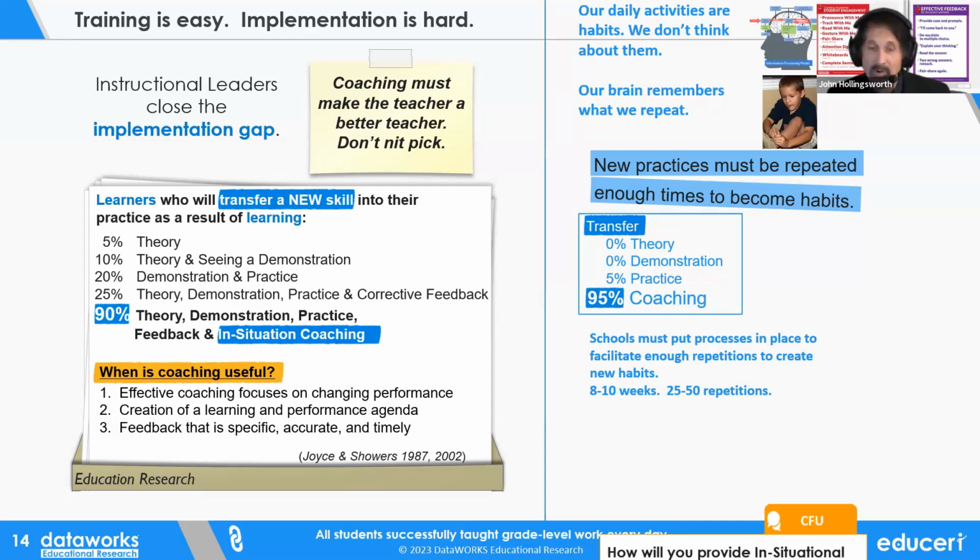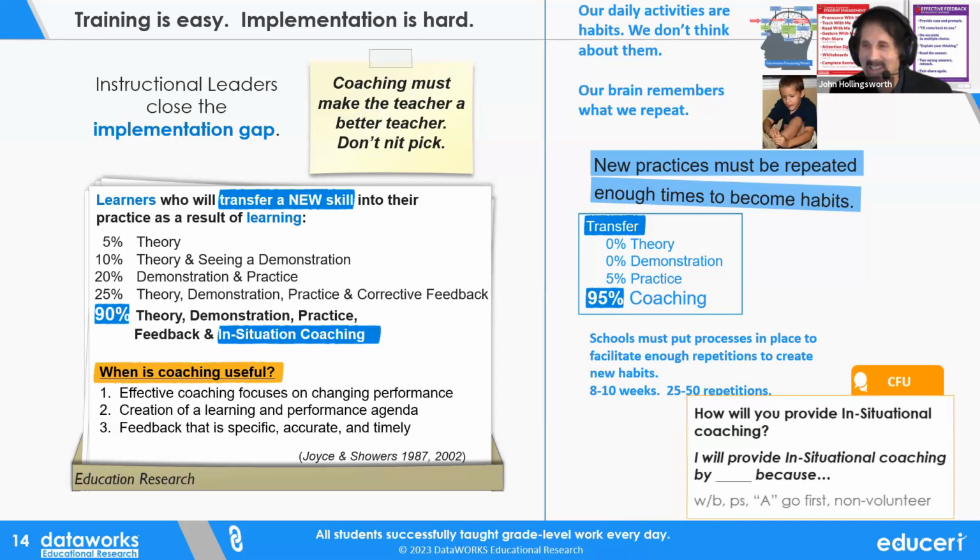All right, so for administrators, this is going to be my question for you. And maybe I'll give the answers. I'm not sure we have administrators right now. How will you provide in-situational coaching? I will provide in-situational coaching by blank because. So I'm just going to give a couple of answers for you right now. We don't have any administrators right here.